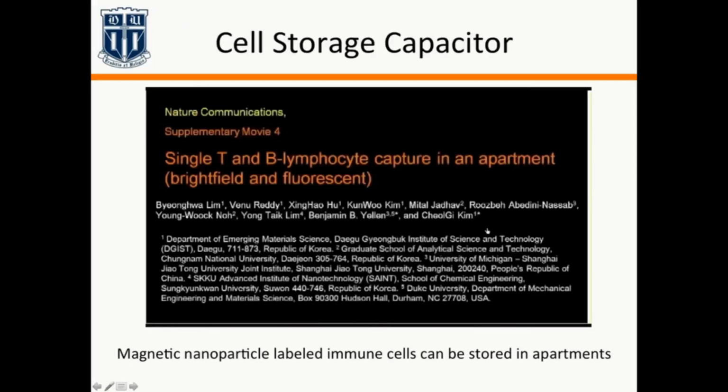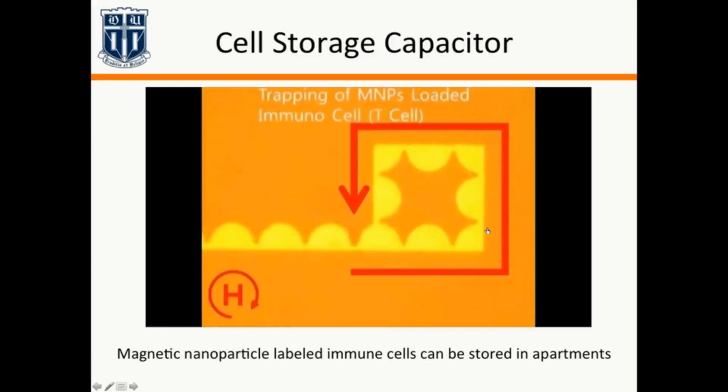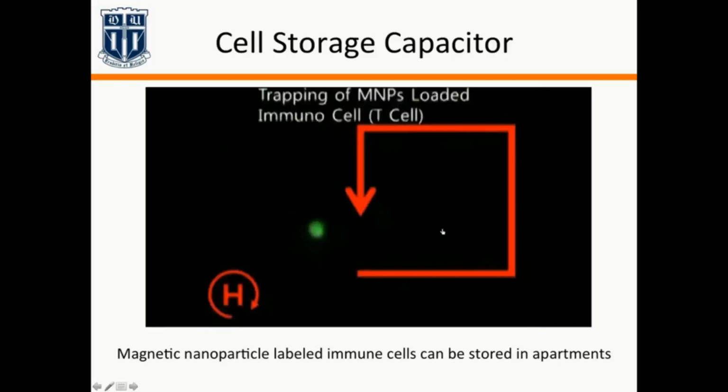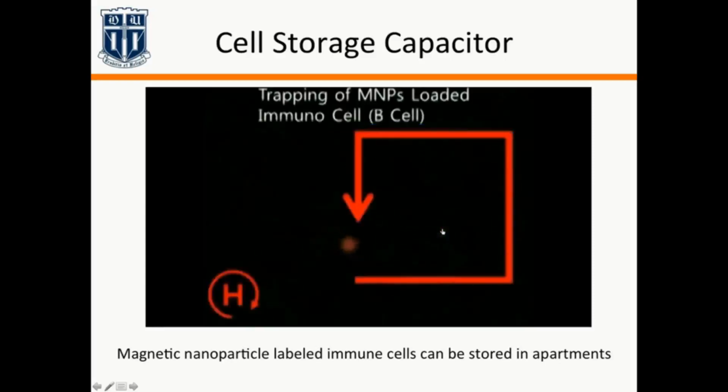Just to give you an indication that this works on cells, this is an example of a single cell that has been transported and trapped locally in our capacitor. This is an immune cell. I think it's actually a mouse cell. And we're repeating these experiments right now with human T cells, CD4 cells. This is just a fluorescence image of a movie of what's going on and shows that we indeed are trapping single cells.